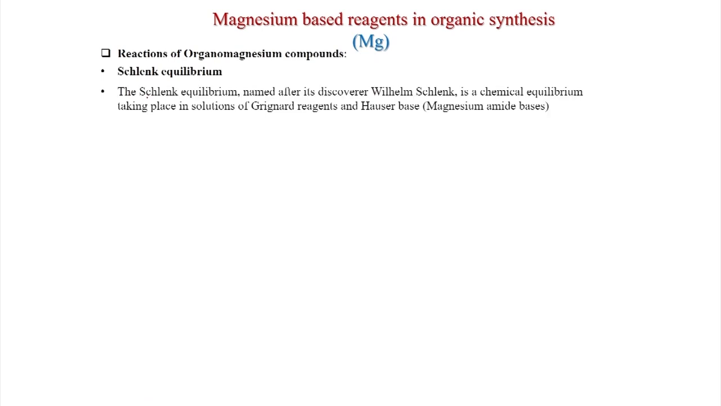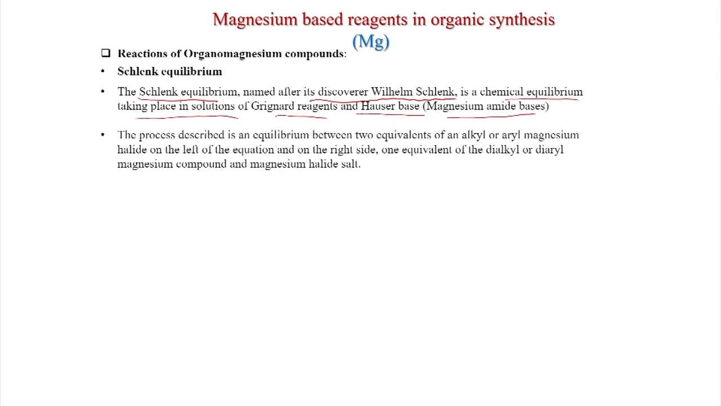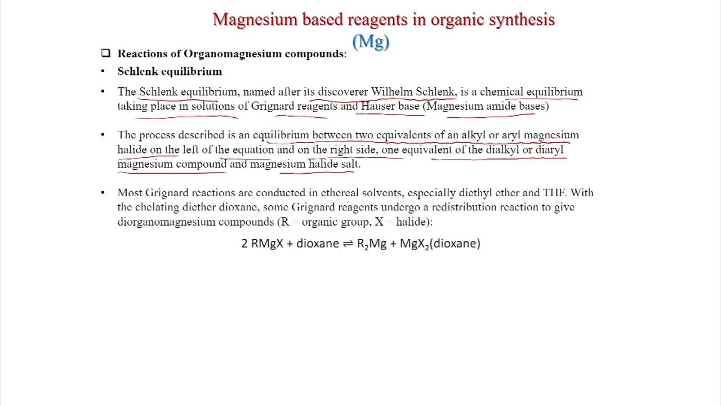So, the Schlenk equilibrium, named after its discoverer Wilhelm Schlenk, is a chemical equilibrium taking place in solutions of Grignard reagents and Hauser bases, magnesium amide bases. So, with other Hauser bases also this equilibrium works. The process described is an equilibrium between two equivalents of an alkyl or aryl magnesium halide on the left of the equation and on the right side one equivalent of the dialkyl or diaryl magnesium compound and magnesium halide salt. So, this is the equation actually, 2 RMgX goes to R2Mg and MgX2.